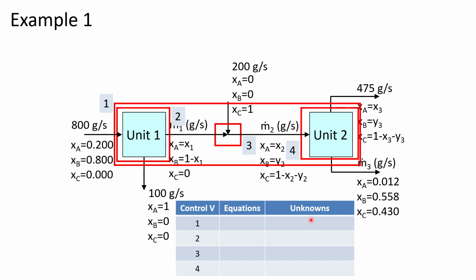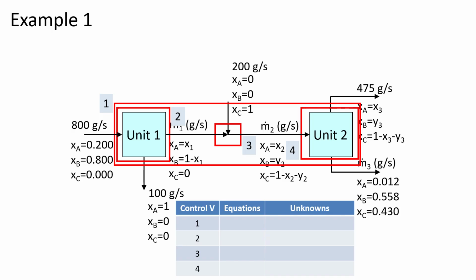Now the number of unknowns is straightforward to calculate. You just consider each of the streams that cross the control volume boundary and then count the number of unknowns in those streams. And as we talked about before, the number of equations is going to be equal to the maximum number of components that appear in the streams that enter or leave the control volume. Be careful of this problem because not all the control volumes have the same number of components in them.